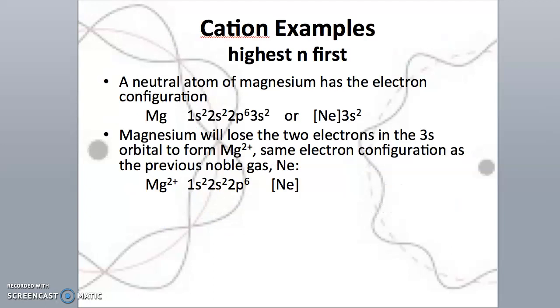Cations are slightly more complicated. Since we have to remove electrons, we have to know which subshell is going to give up these electrons. For magnesium, we will take the 2 electrons from the highest n, or the 3s orbital. Notice how the magnesium ion has the same electron configuration as the noble gas neon.